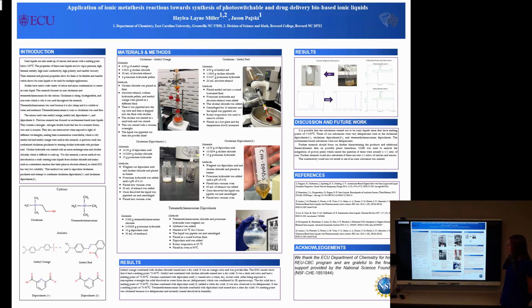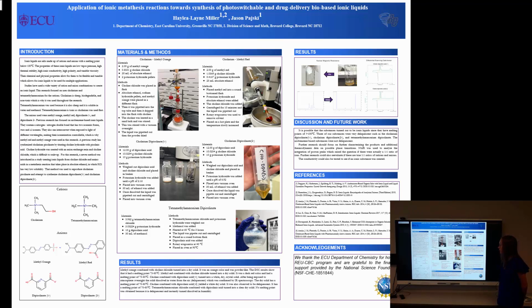And then for the last one, I combined tetramethylammonium with dipicolinic. So tetramethylammonium chloride and potassium hydroxide were weighed out, and methanol was added. It was then heated at 60 degrees Celsius for 3 hours, and the liquid was then pipetted out and centrifuged. And then later dipicolinic acid was added, and then the rotary evaporator was used, and then it was placed in a vacuum oven.